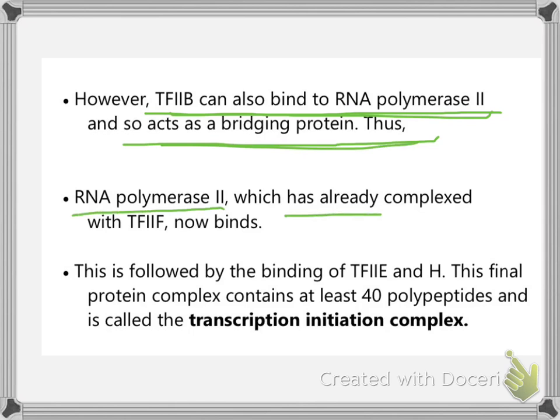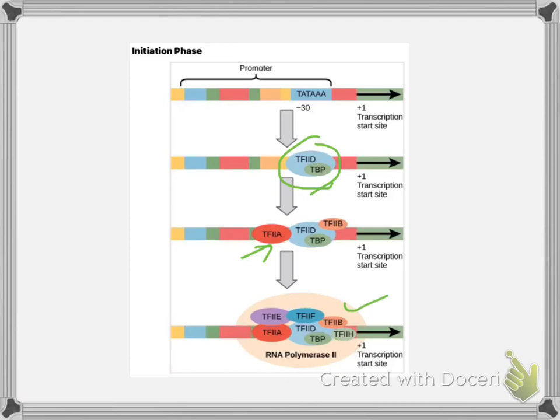Then the RNA polymerase II, which has already complexed with TFIIF, now binds. That is, in this stage, first TFIID and TBP bind, then TFIIA comes and binds, then TFIIB comes and binds, then RNA polymerase II along with TFIIF binds, and the RNA polymerase II also binds with TFIIB. So TFIIB is a bridging protein. Then TFIIE and TFIIH come and bind.